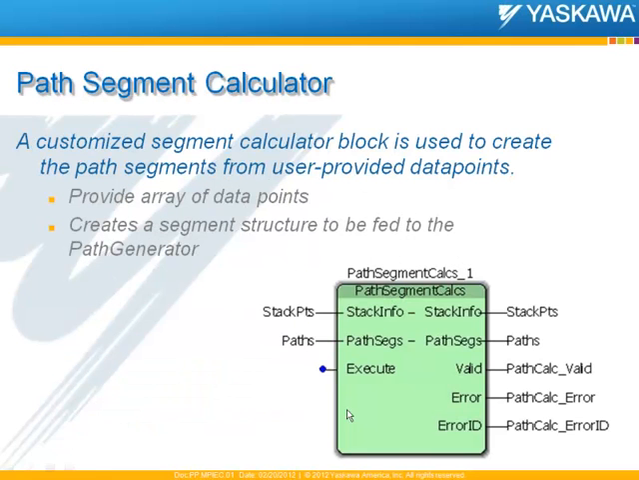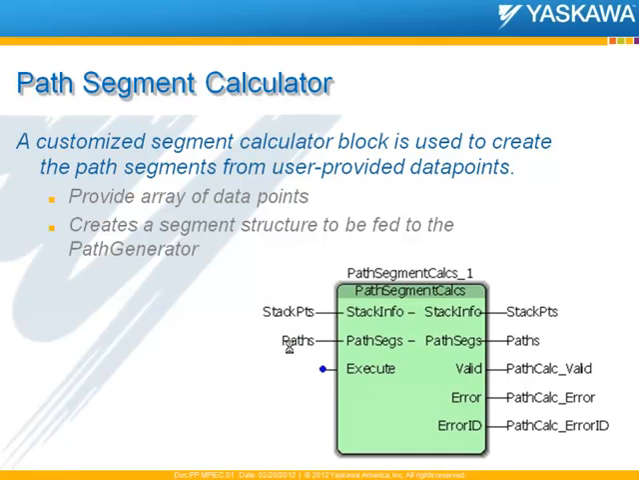So as I mentioned, you can create this customized path segment calculator. We've done this for a variety of applications. The technique is to feed it the array of data points that you've created, and then you have custom equations inside there that'll create the segment structure that we then feed on to the path generator. In this case, our segment structure will be called paths.